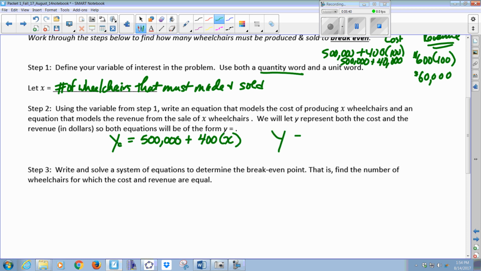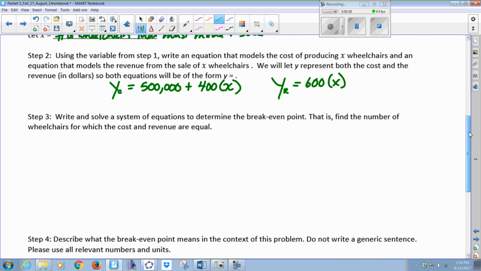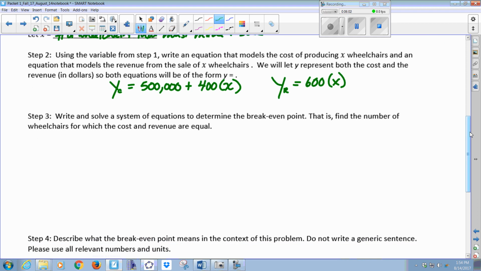Similarly, y equals $600 per wheelchair to sell times the number of wheelchairs. And I'm just going to put a little R there. That way it is easier for me to see what each of these equations represents. So write and solve a system of linear equations to determine the break-even point.